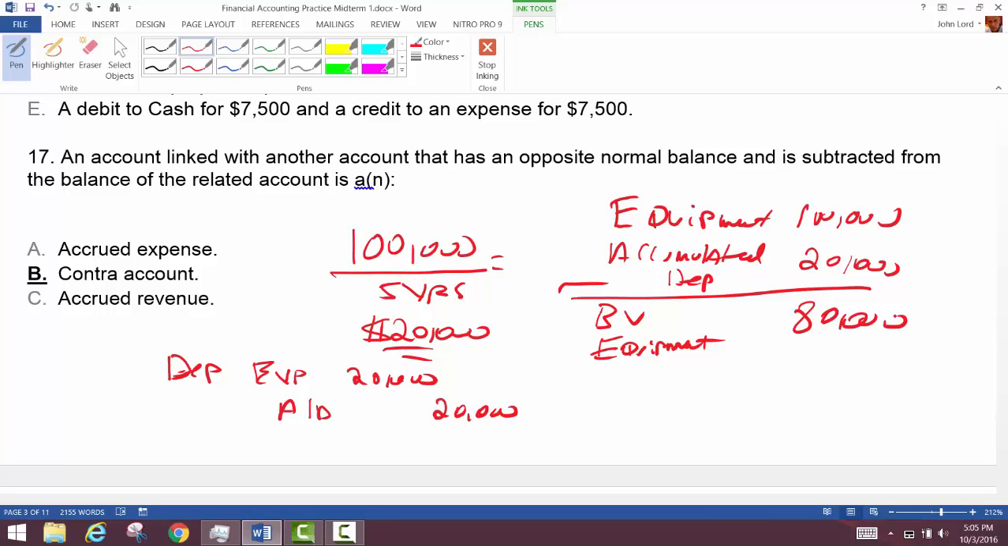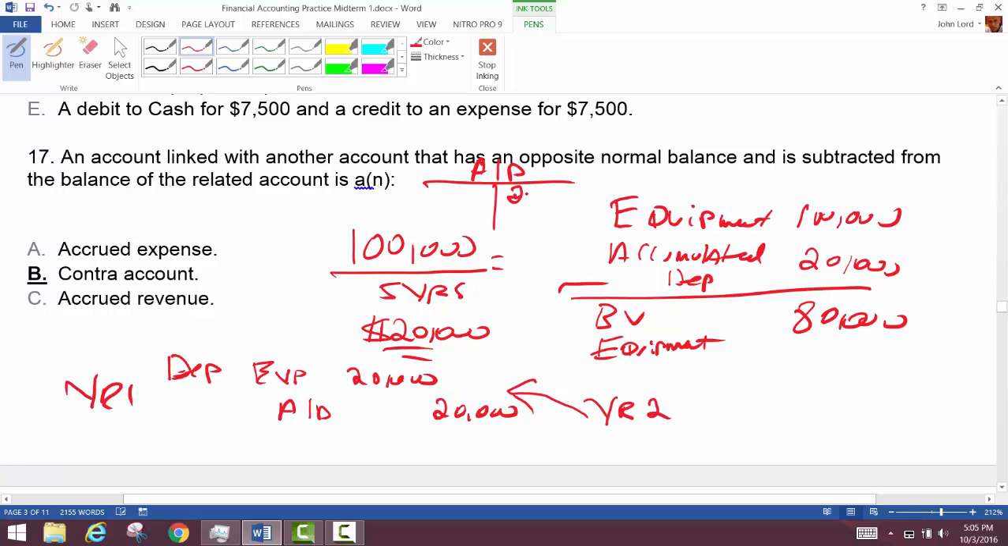Okay. Okay, good. Then what? If that's the year 1 entry, what do I do in year 2? What journal entry do I make in year 2? Credit the accumulated depreciation, $20,000 again? Okay, and so if I was teeing up accumulated depreciation over here, I got $20,000 for year 1. I got $20,000 for year 2, don't I?